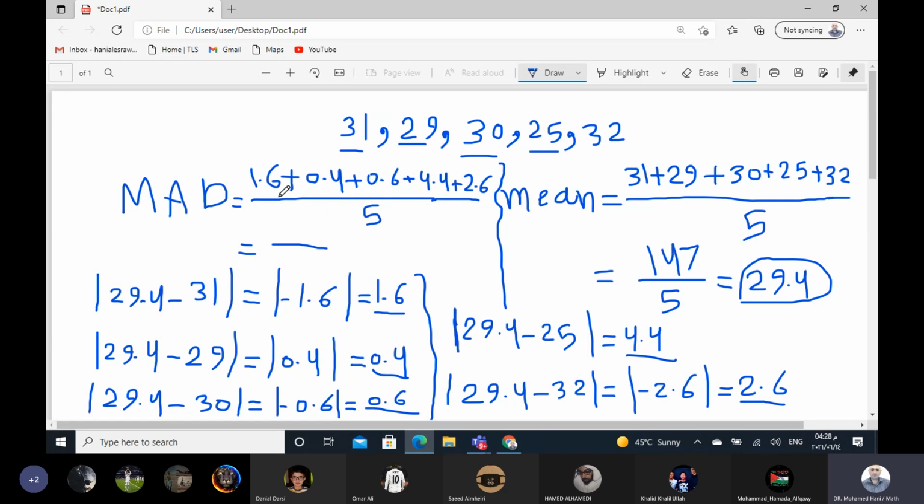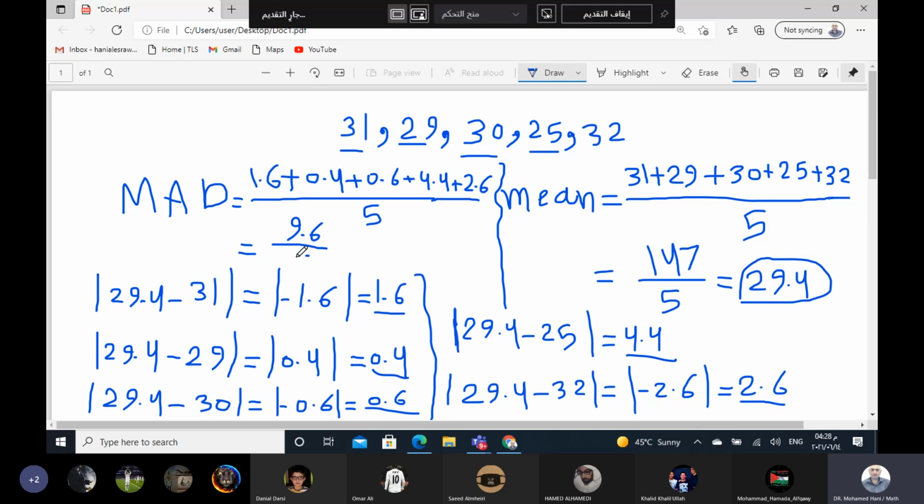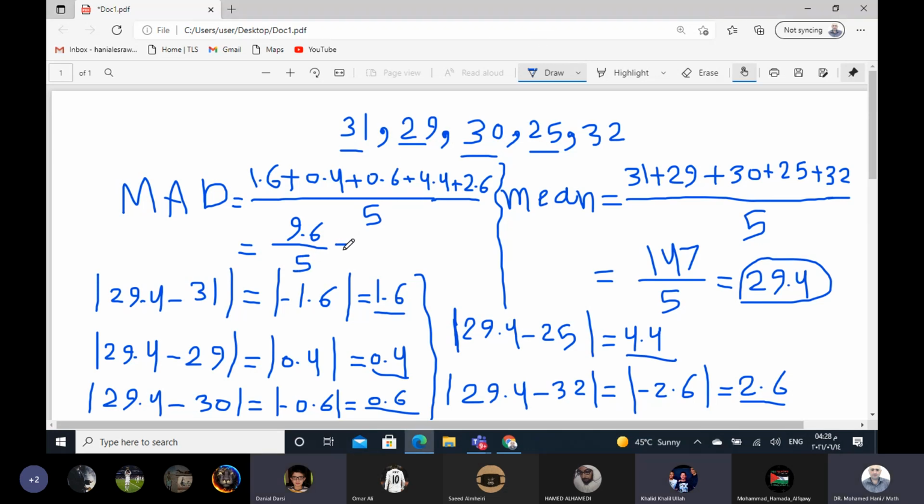Okay, so I want to find the sum here. We have 1.6 plus 0.4 plus 0.6 plus 4.4 plus 2.6. So the answer will be 9.6 here. Divide by 5, it will be 1.92.